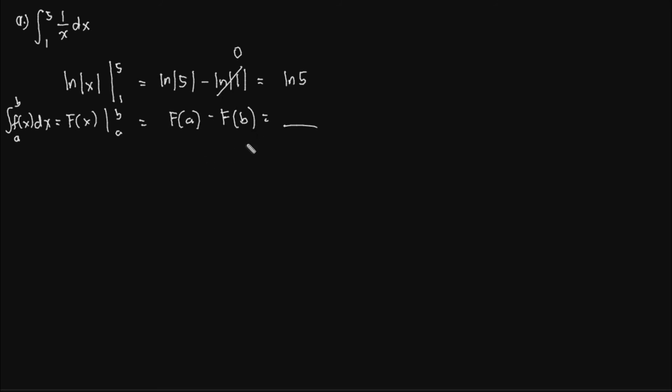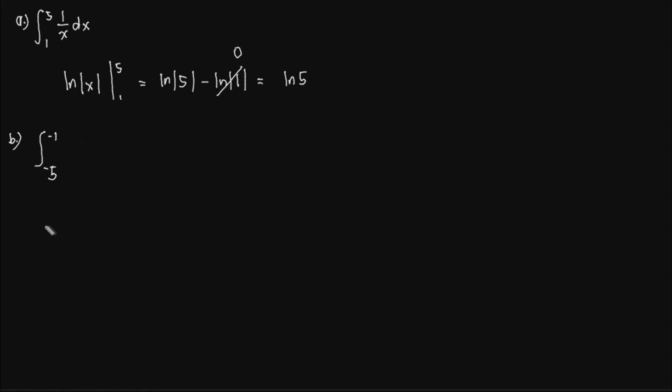Okay, so let's proceed to the next one. So hindi ko muna buburahin itong 1, just to compare our answers. So for this one, we have the integral from -5 to -1, kasi based on the Cartesian coordinate system, mas malayo yung -5. So basically, dapat -5 yung lower value ng ating lower limit. And then 1 over x dx.